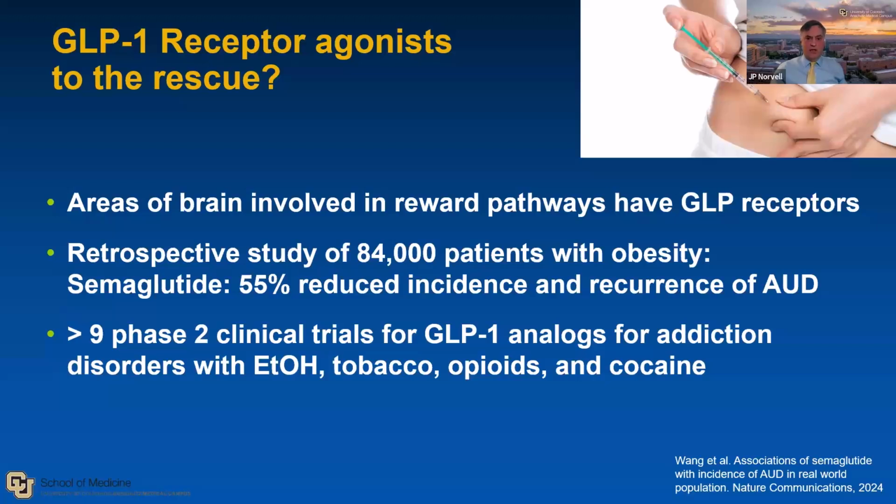Some of the initial studies in this field had mixed results, but they used the older generations of the GLP-1 receptor agonists. And now we're looking at the newer ones that are being used. There was recently a publication in Nature Communications. There was a retrospective study of a large number of patients, 84,000 that were on semaglutide for obesity, and they found that those that had alcohol use disorder had a 55% reduction. So I think that this is one of the exciting things that we're all very anxious to see more data about.